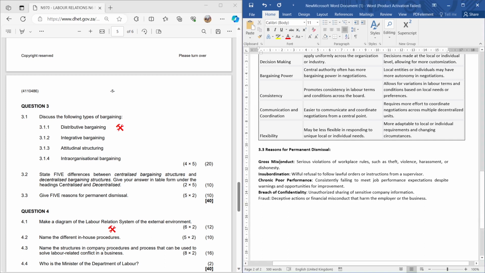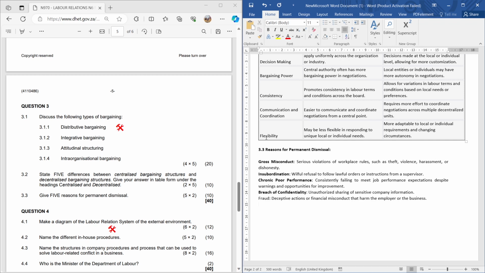Right, so basically gross misconduct is serious violations of workplace rules such as theft, violence, harassment, or dishonesty. Right, so we know that in the work environment there's something called a code of practice. A code of practice basically gives us a mind map of how we are expected to behave in the work environment. So if you break these rules, they actually give the employer enough reason to permanently dismiss you.